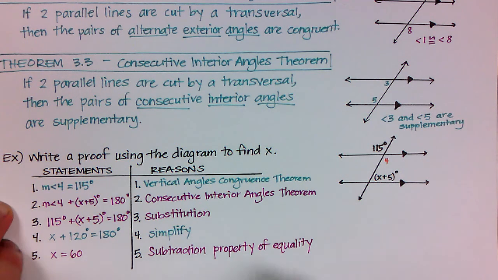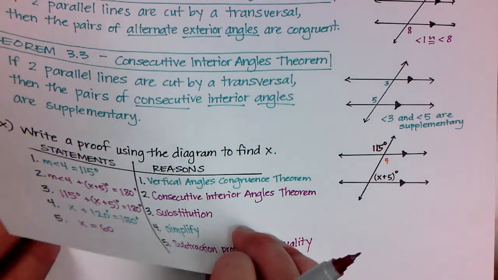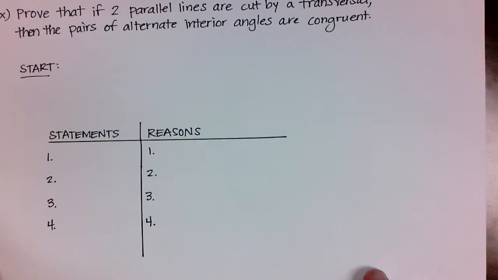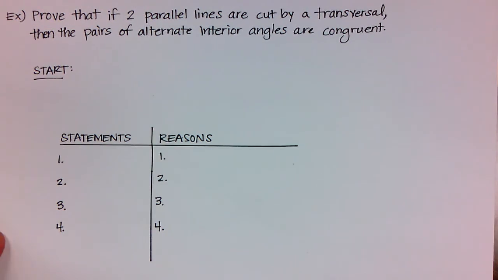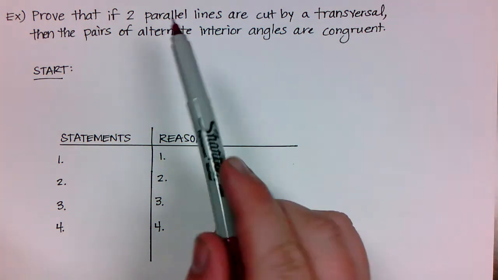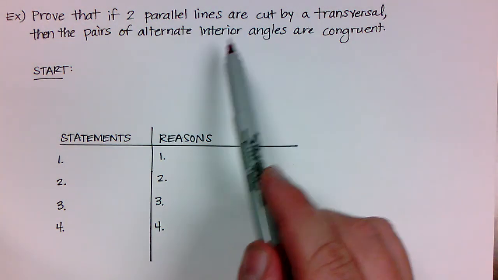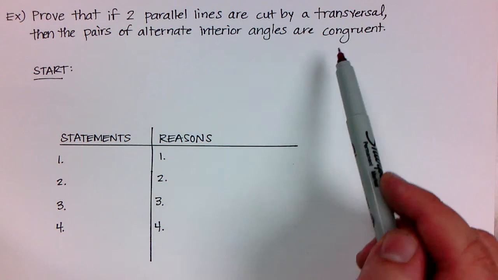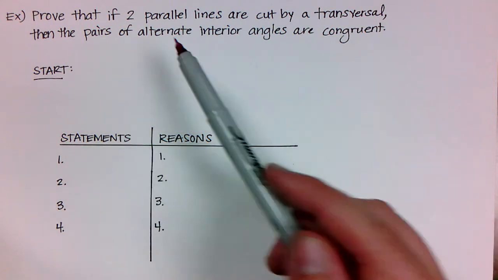Okay. Let's go ahead and do one more proof, and then we're going to be done for today. Here we go. This proof says that if two parallel lines are cut by a transversal, then the pairs of alternate interior angles are congruent. Okay? That's what I'm asked to prove: if I'm given that two parallel lines are cut by a transversal, that the alternate interior angles are congruent. This latter part is what I need to prove.